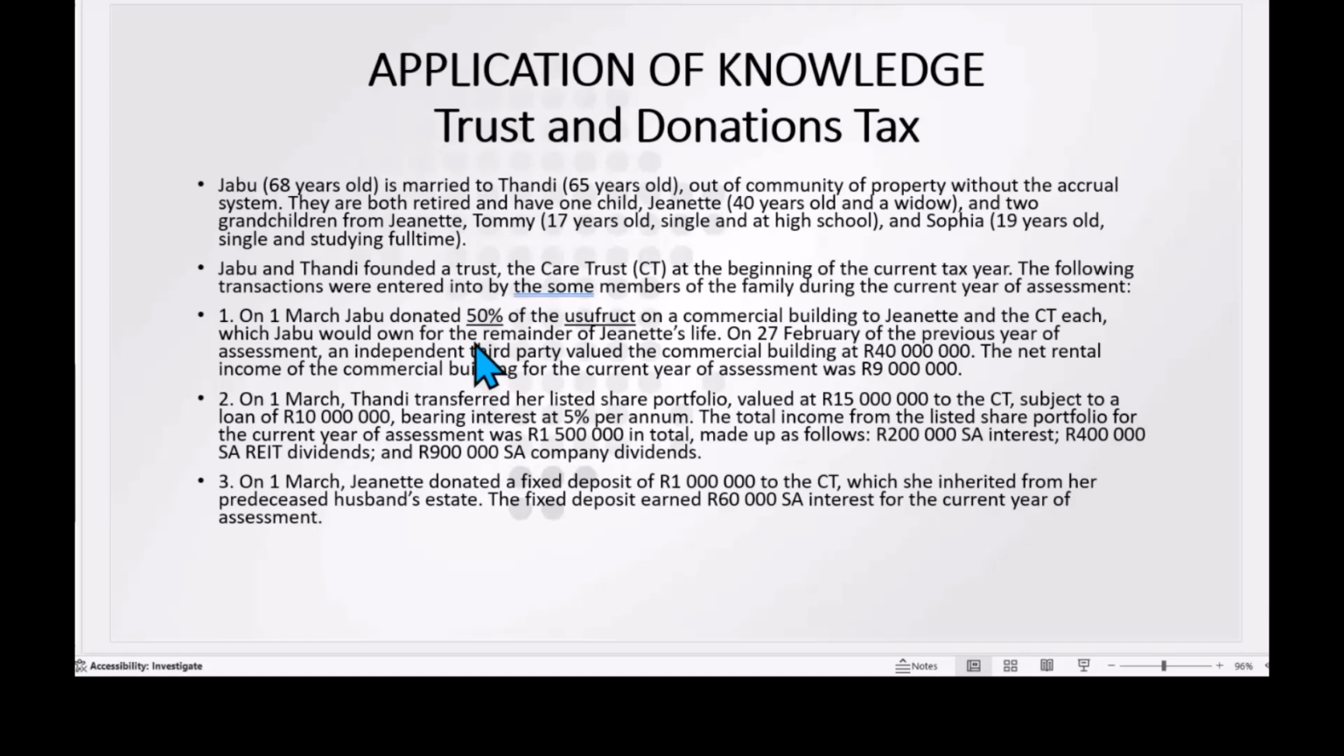Okay. Then the second point, they tell us on the 1st of March, Tandi transferred her listed share portfolio valued at 15 million rand to the Care Trust, subject to a loan of 10 million rand, bearing interest at 5% per annum. The total income from the listed share portfolio for the current year of assessment was 1.5 million in total. This was made up of 200,000 rand in interest, 400,000 rand in REIT dividends, and then 900,000 rand in SA company dividends.